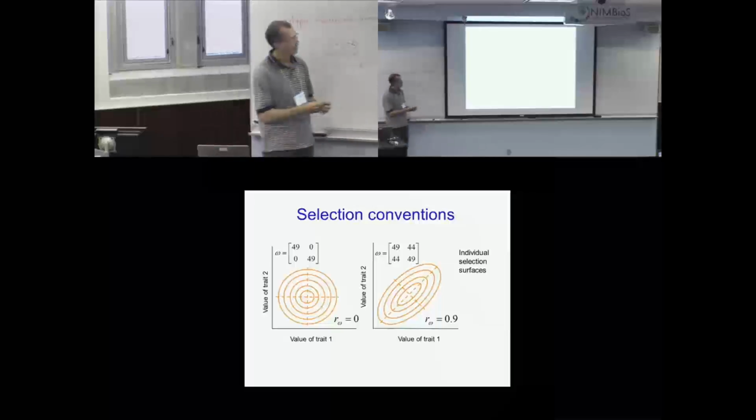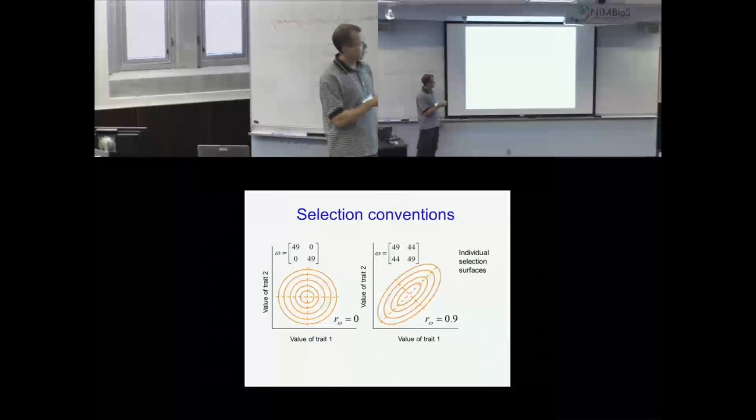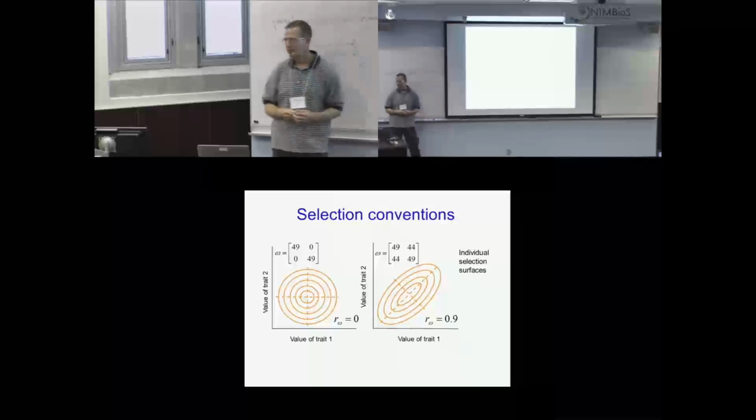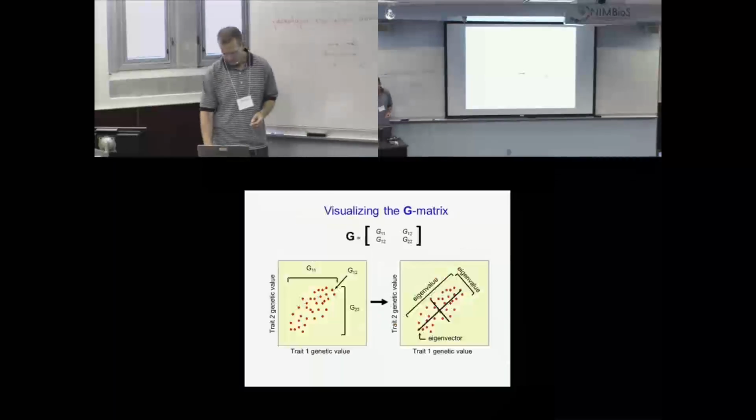All right, and then beta is basically going to, if the population mean is somewhere on here, beta is basically going to point toward the optimum, the bivariate optimum. Beta, the directional selection gradient. Does that make sense? Okay.